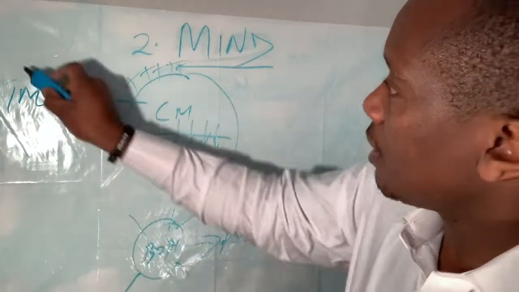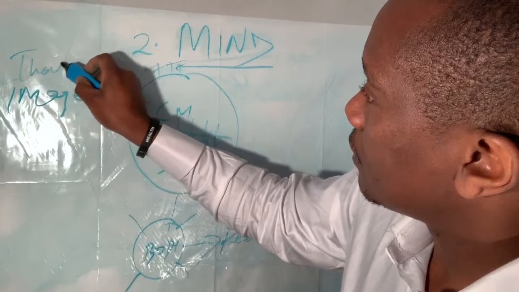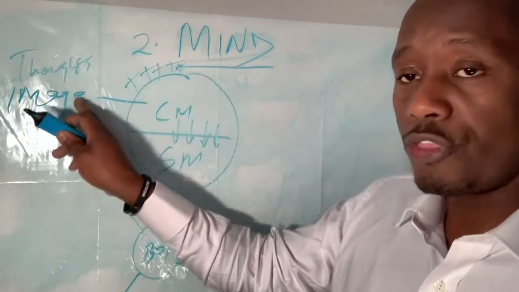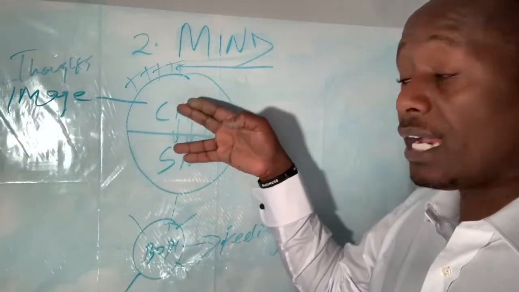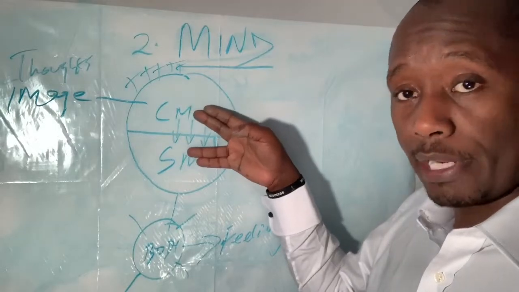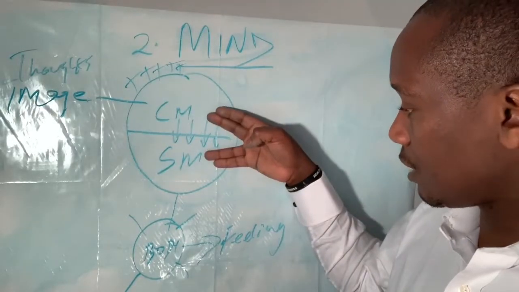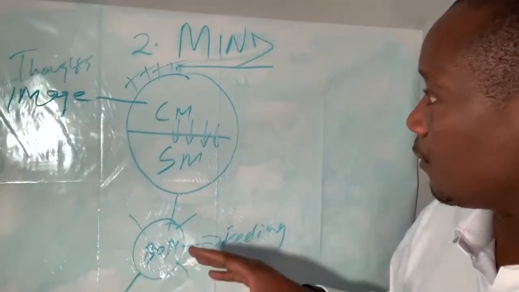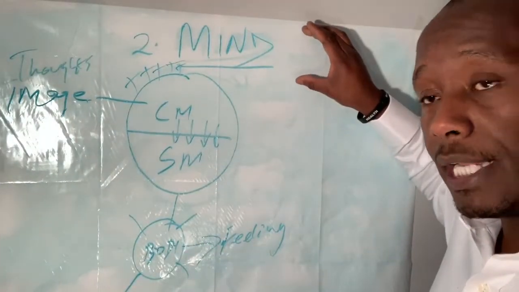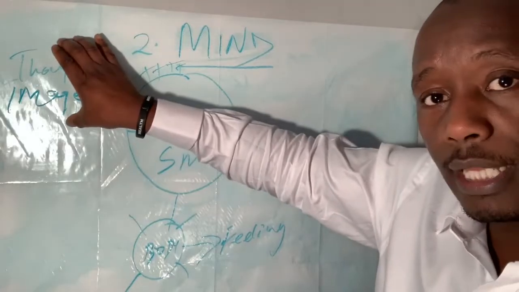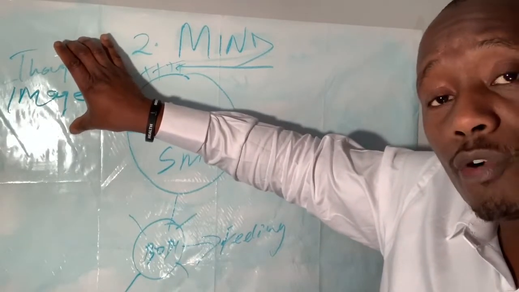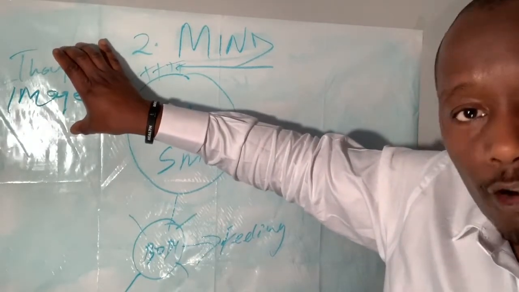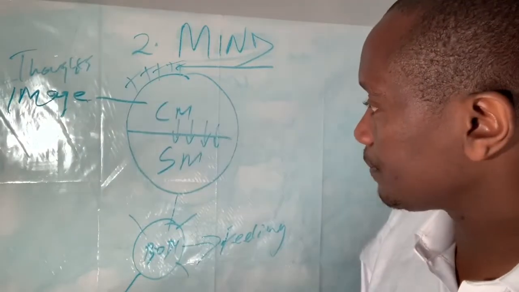So thoughts and images are the language of the mind or the brain. Thoughts and images are the language of the brain, and feeling is the language of the body. So therefore, to have a healthy mind, you need to work with the thoughts and the images that you have of yourself, of your environment, of your business, and of your relationship.